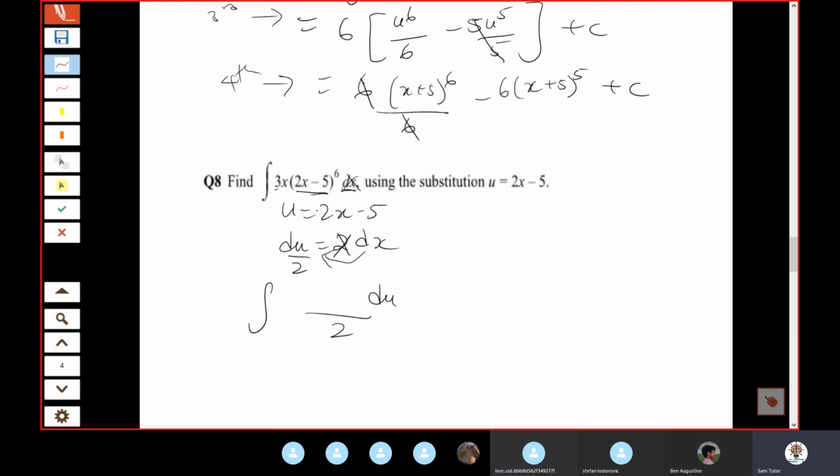What about this 2x minus 5? It will get replaced for what? You would put u in there. Yep, u to the power of 6. The 3 can just go on the outside. And we're left with this x. What are you going to do? I'm not too sure.